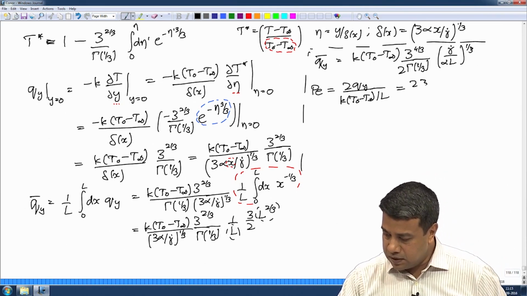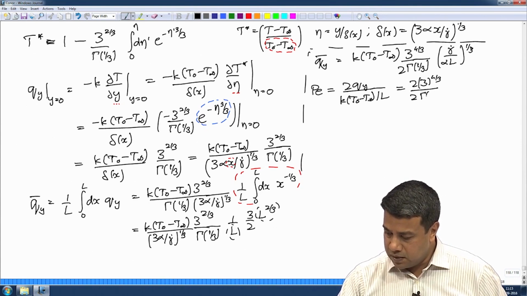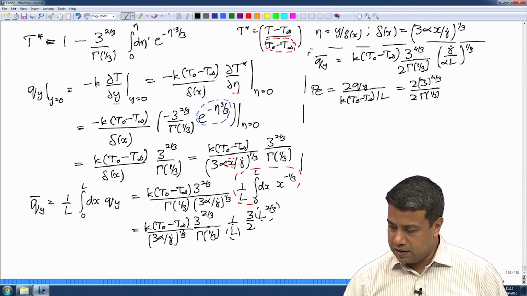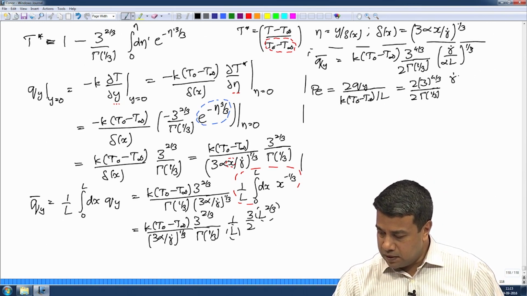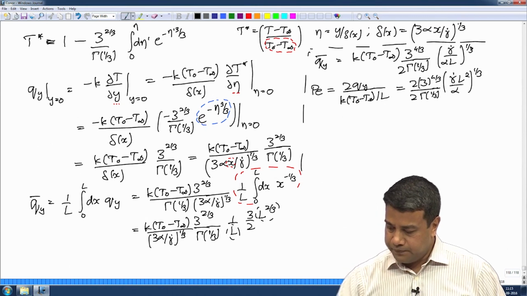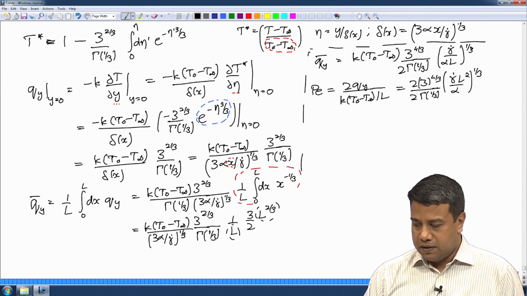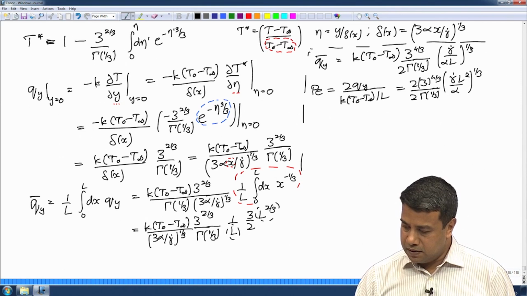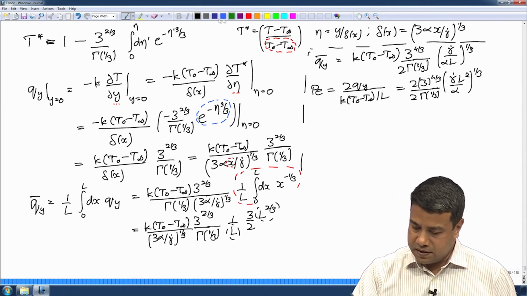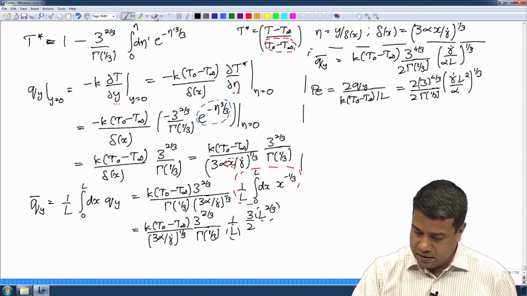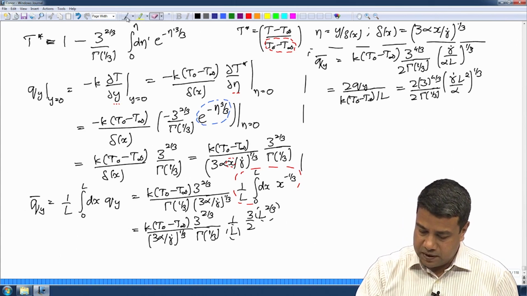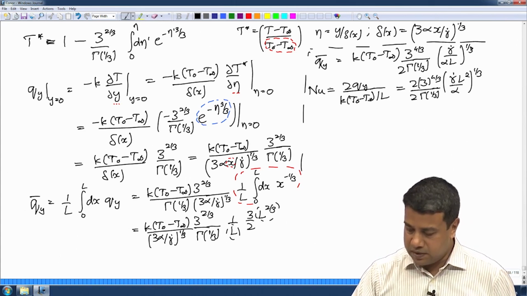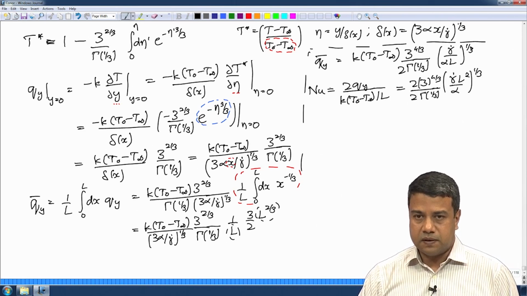2 into 3 power 4 by 3rd by 2 gamma of 1/3, into (gamma dot L square by alpha) power 1/3. I am sorry, this is the Nusselt number. My apologies. What I am writing is for the Nusselt number, which is the independent variable in this problem.